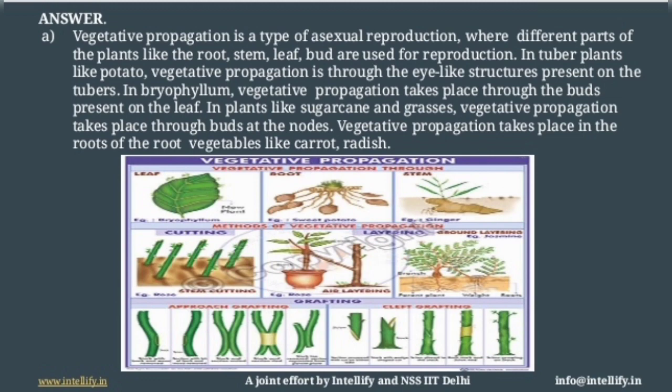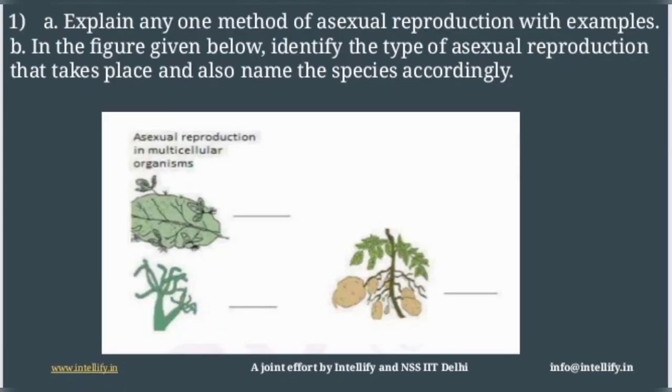It's a type of asexual reproduction where different parts of the plants like root, stem, leaf, bud are used for reproduction. You can see this image. In tuber plants like potato, vegetative propagation is through the eye-like structures present on the tubers. In bryophyllum, vegetative propagation takes place through the buds present on the leaf. In plants like sugarcane and grasses, it takes place through the buds at the nodes. Vegetative propagation also takes place in the roots of root vegetables like carrot, radish, etc.